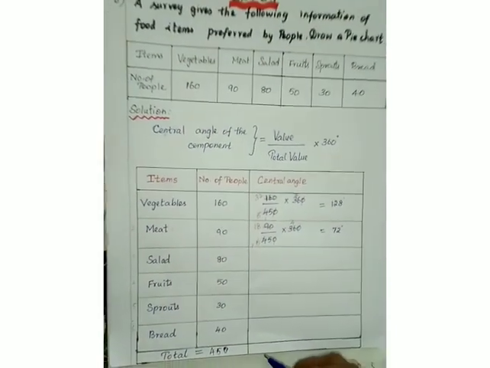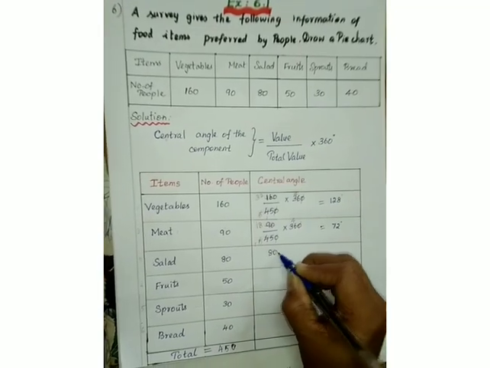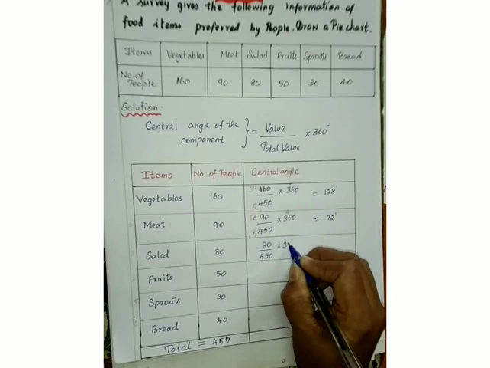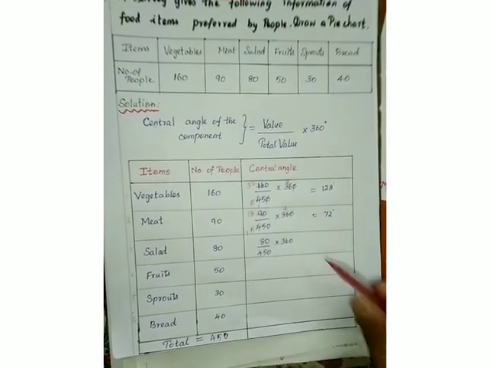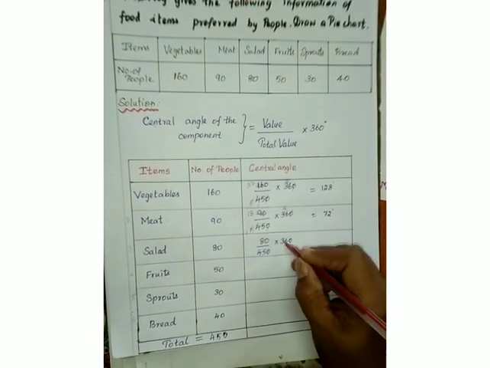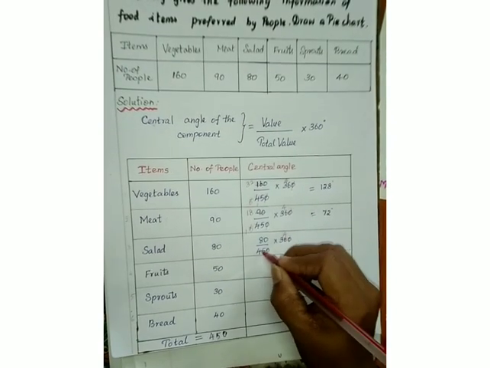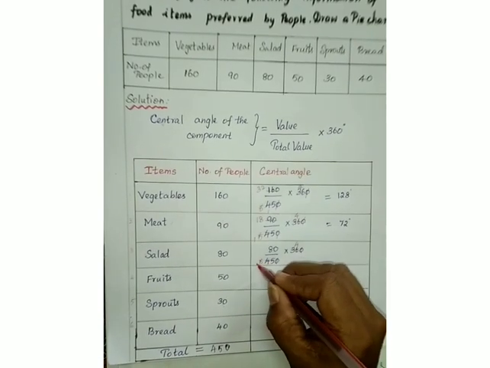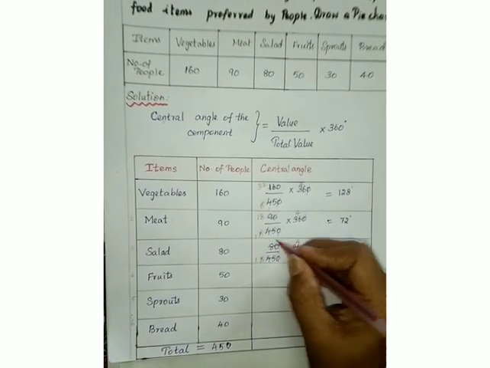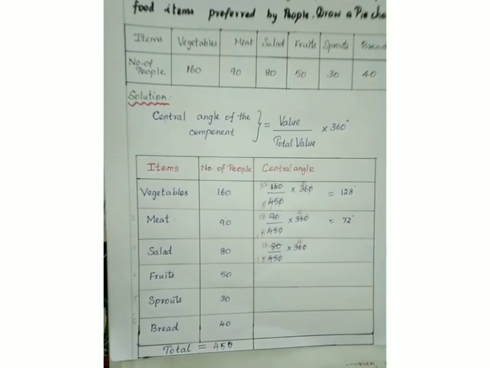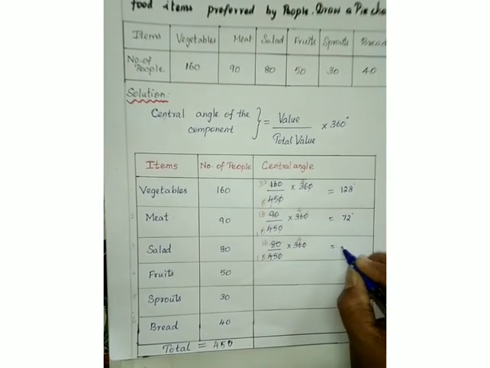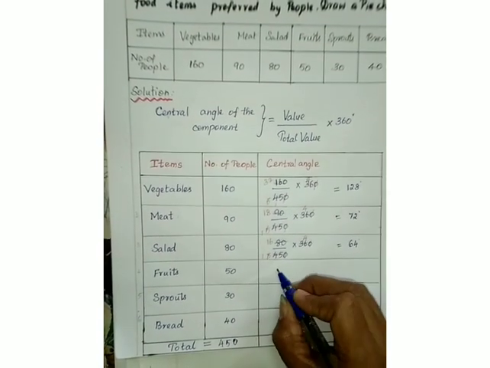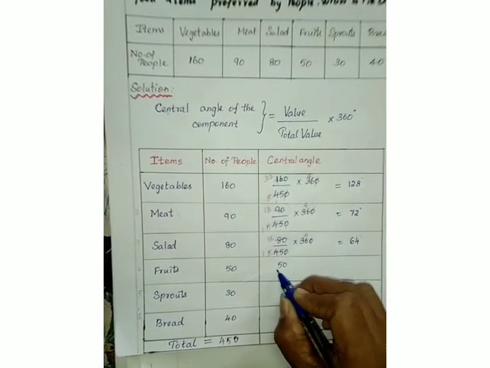Then the third component is 80 by 450 into 360 degrees. Again we can cancel 0, then cancel with the ninth table. 4 9s are 36, 5 9s are 45. Then cancel with the fifth table. 5 1s are 5, 5 16s are 80. So 16 4s are 64 degrees.